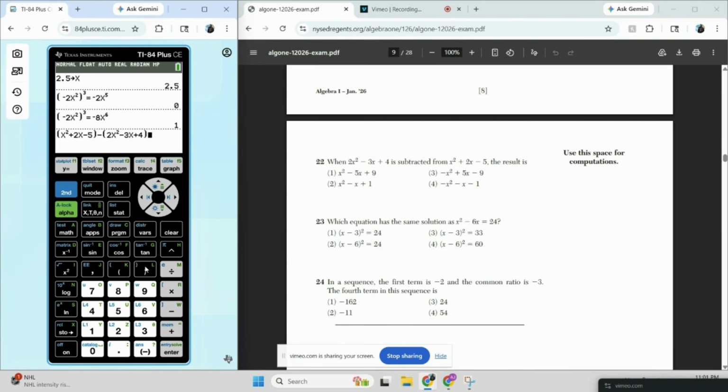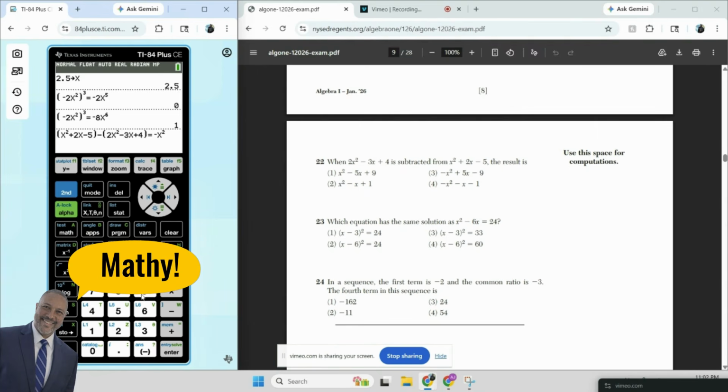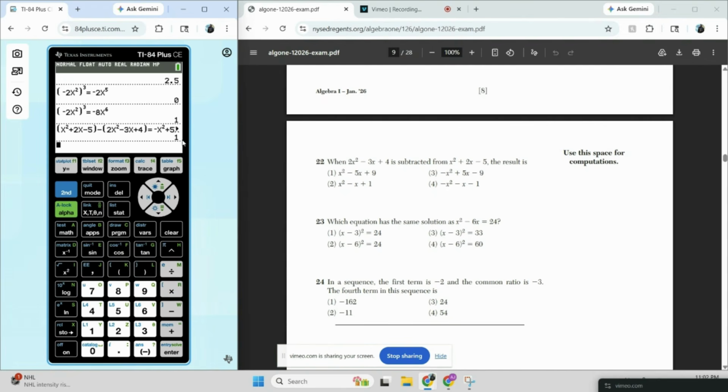So I'm going to remind you of this because I may have misspoken. I've got x squared plus 2x minus 5. I'm going to subtract 2x squared minus 3x plus 4. We're going to test this out. So is that equal to, and I'm going to run through my choices. For the sake of time, I'm just going to put it in. Answer 1 means true. 22 questions, 12 of them on the calculator.